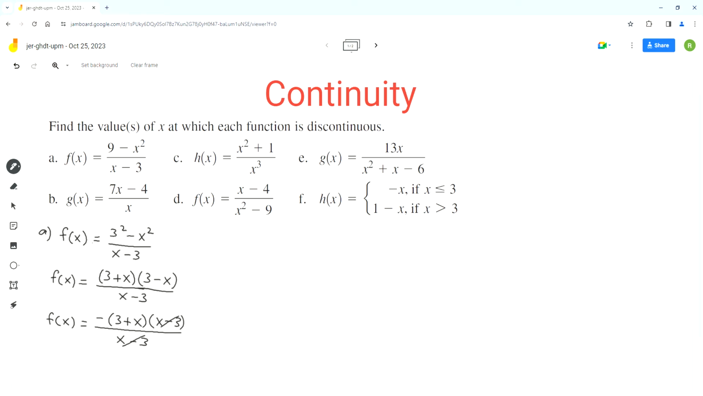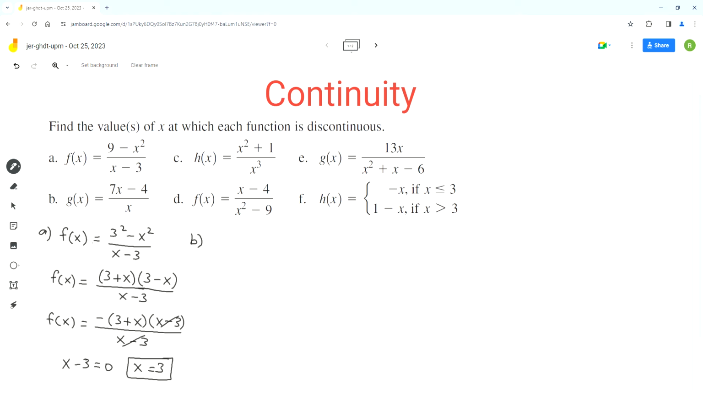That means there is a hole at x equals 3. We set x minus 3 equal to 0 and then solve for x, which is equal to 3. So there is a hole at x equals 3 because x minus 3 is the common factor in the numerator and denominator. This function is discontinuous at x equals 3 because there is a hole. Now we can analyze part B.